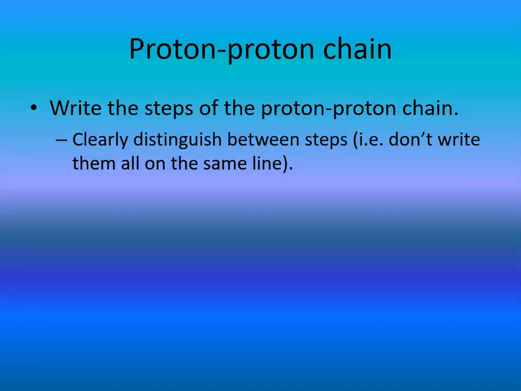What you need to do right now is write down the steps of the proton-proton chain without looking at your notes or any other resources, and try to clearly distinguish between these steps. In other words, one line per step. You're going to have 90 seconds for this. At this point you can pause this video, and after 90 seconds have passed, or after you have completed it, whichever comes first, you can unpause this video.